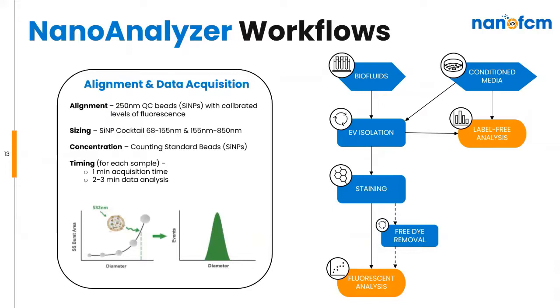So there is a huge amount of flexibility in the use of the Nanoanalyzer, with both label-free analysis and fluorescent labeling available from biofluids and conditioned media. If the staining procedure has been optimized, then often the removal of free dye is not always required for fluorescent analysis, making this a very quick workflow once optimized. The system is high throughput, with each sample only taking 1 minute to acquire and 2 to 3 minutes to analyze.